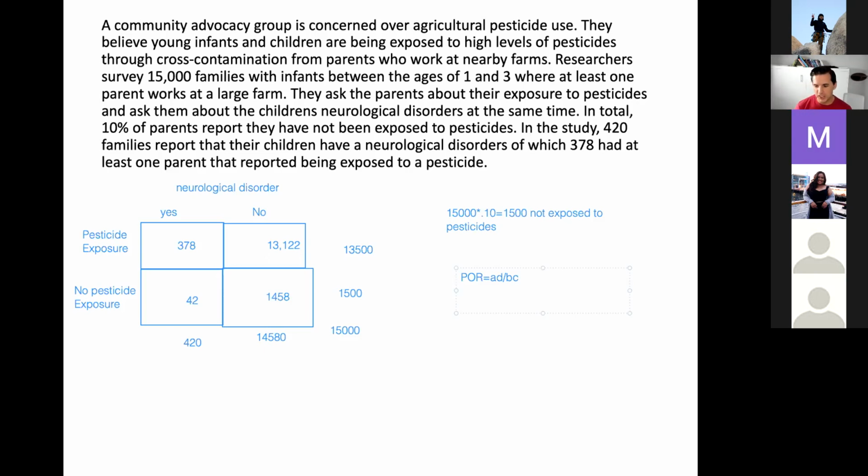So then you have to calculate a prevalence odds ratio. That prevalence odds ratio is equal to AD over BC. So the prevalence odds ratio is 378 times 1,458 divided by 42 times 13,122. So let me calculate that.